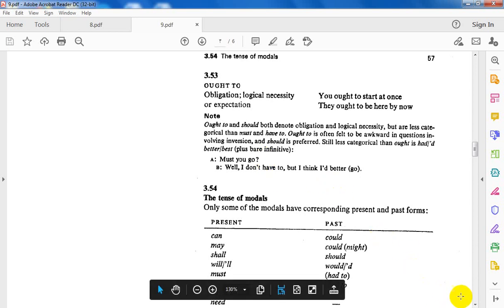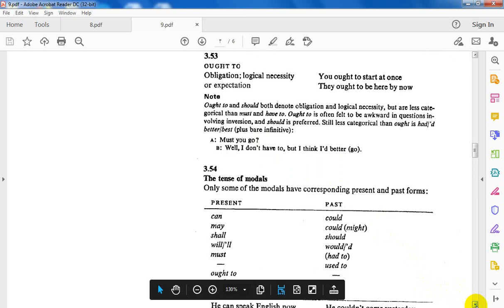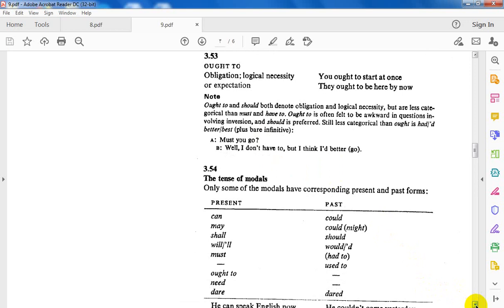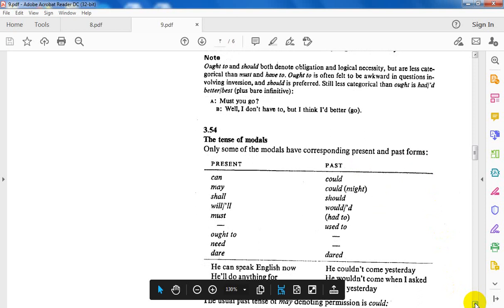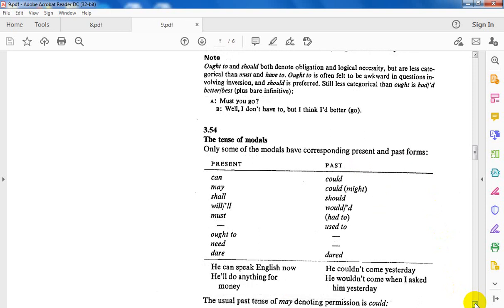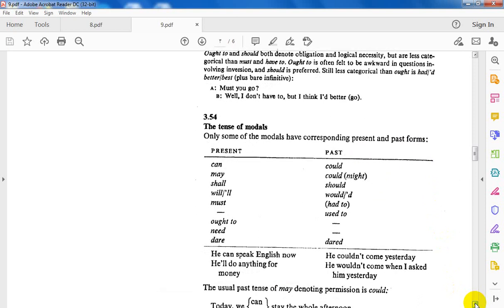Yeah, the tense of modals, look at these. Only some of the modals have corresponding present and past forms. Can, could, may, might, shall, should, will, would. Must has had to, used to only in the past. Ought to has no corresponding past, and need is only in the present.